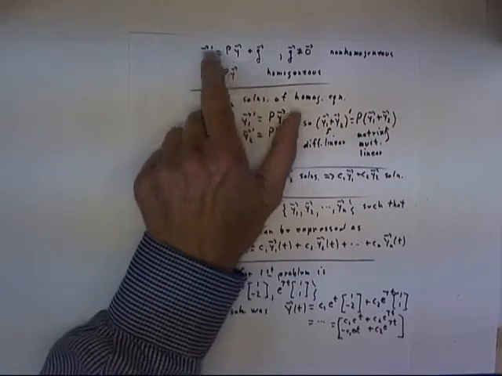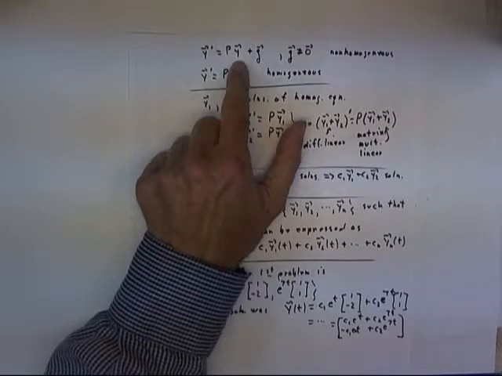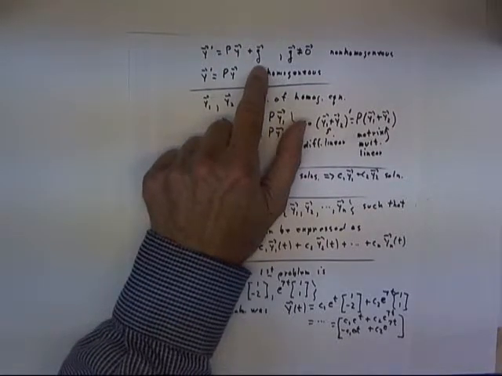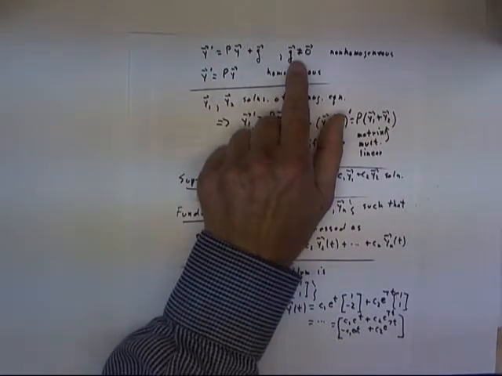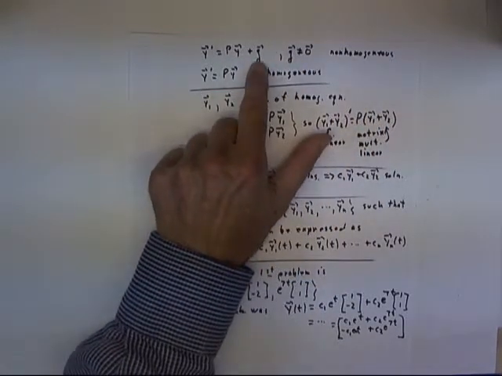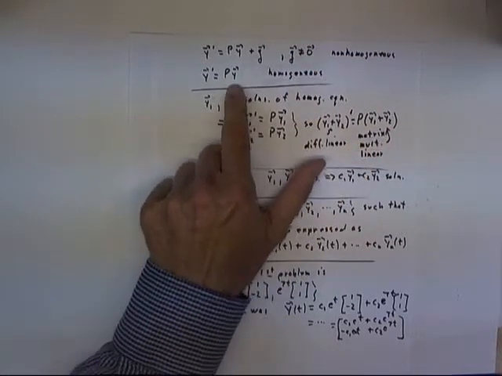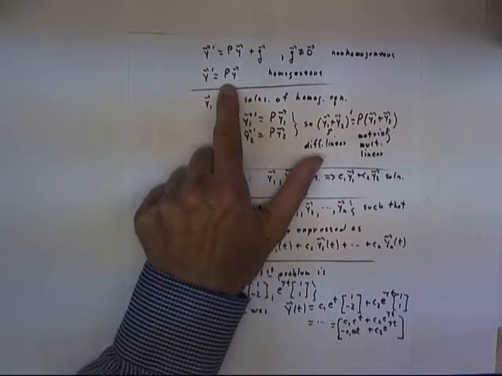In general, then, our differential equation can be expressed as the column vector y prime equals P times a column vector y plus a column vector g. And if g is non-zero, this equation is non-homogeneous. If g happens to be 0, then the equation is homogeneous.